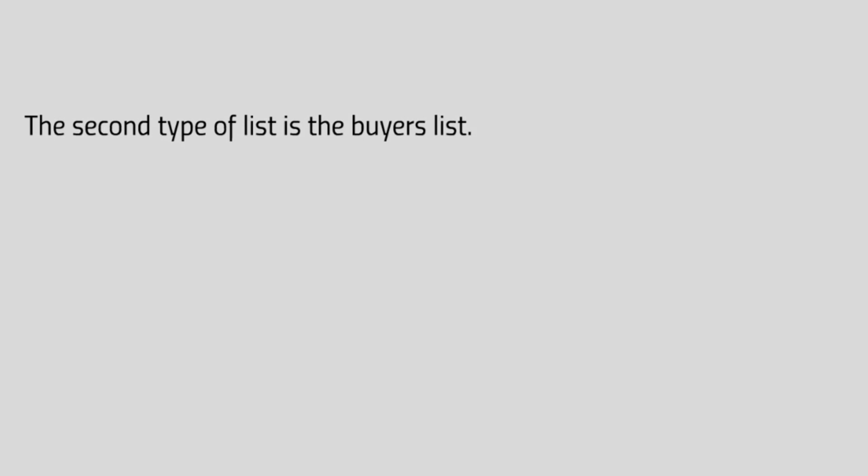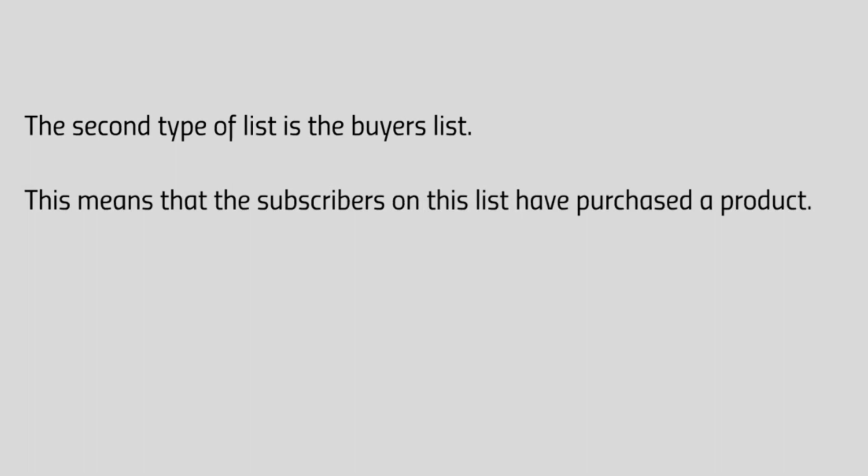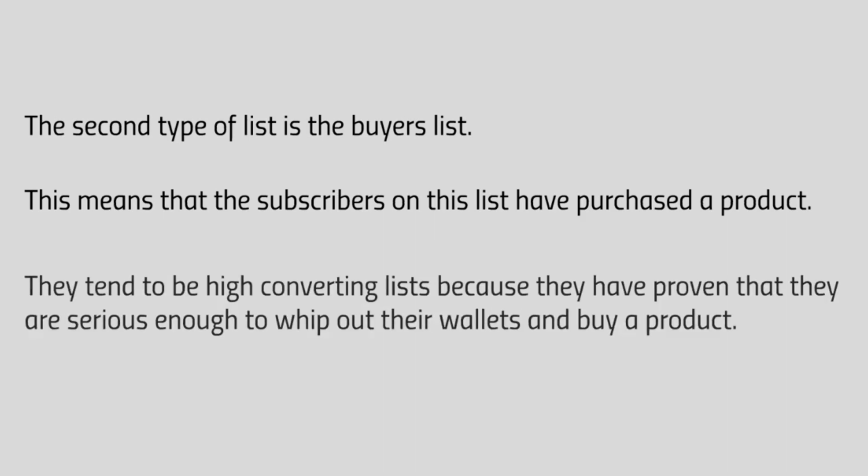Now, the second type of list is a buyer's list. This means that the subscribers on the list have actually purchased a product. So say, for example, somebody lands on your sales page. You're selling them something like a $7 or $17 item or whatever price point it is. They buy it and get added to your list. So that is basically a buyer's list. Now, these types of lists tend to be very high converting because they have proven that they are serious enough to whip out their wallets or their credit cards and buy a product.